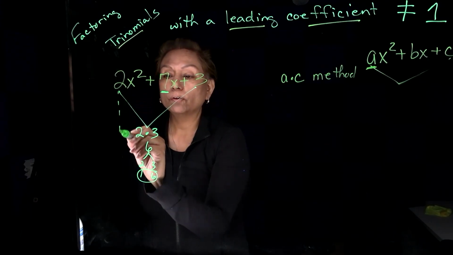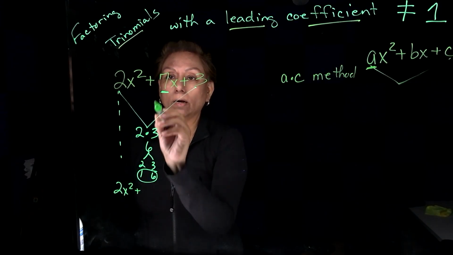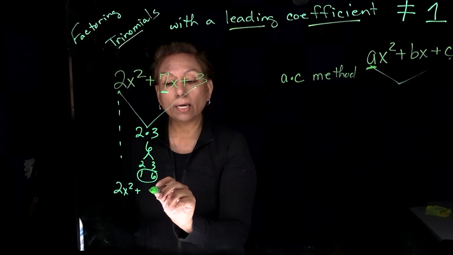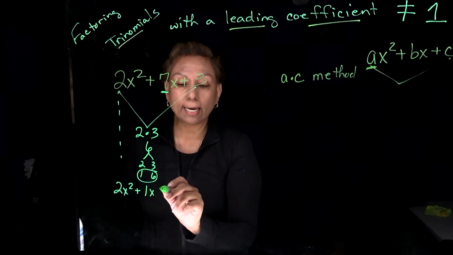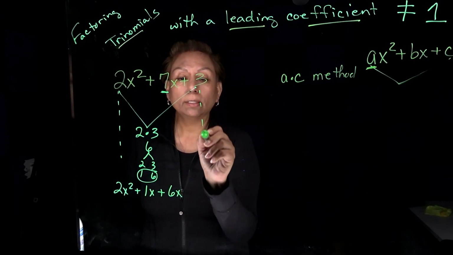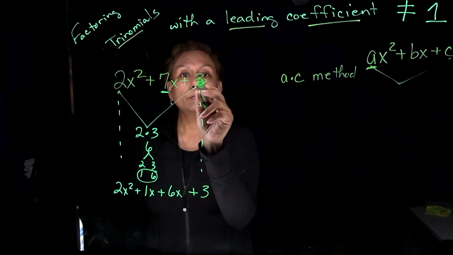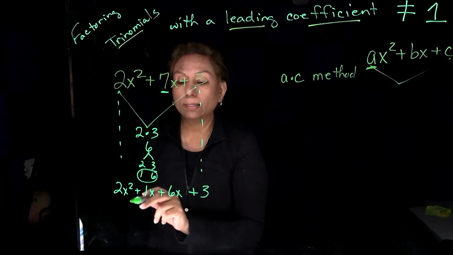Now we bring down the first term, 2x squared. Our middle terms would be the two factors, the 1 and the 6. But when you write those, you have to put the variable with them. You can say 1x, or you can just say x, plus 6x. Then we bring down the last term, which is 3. So what we did is we turned a trinomial into 4 terms, and that's what lets us use that AC method.